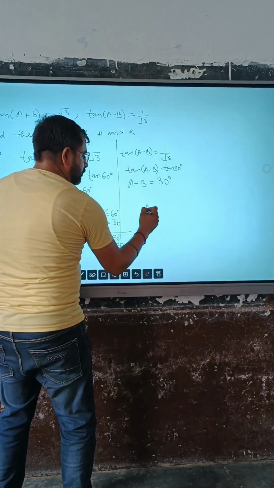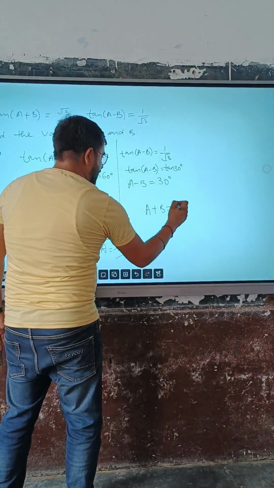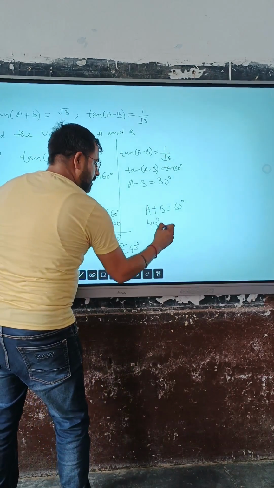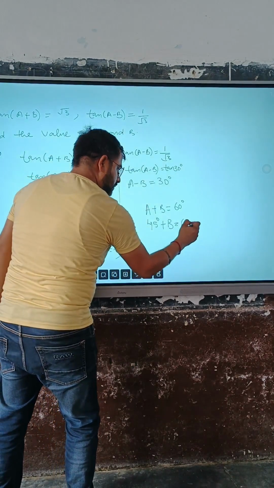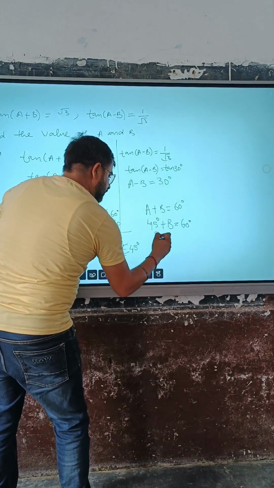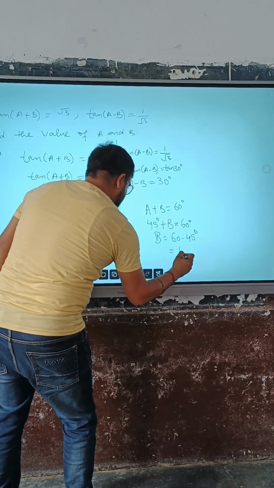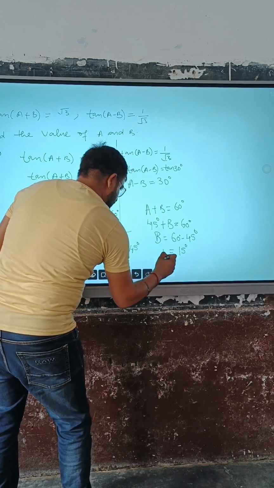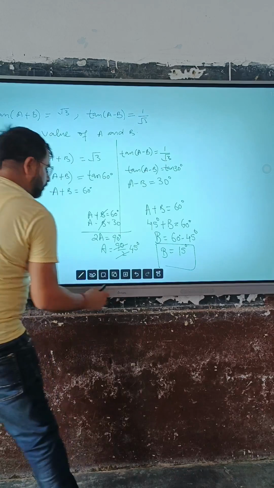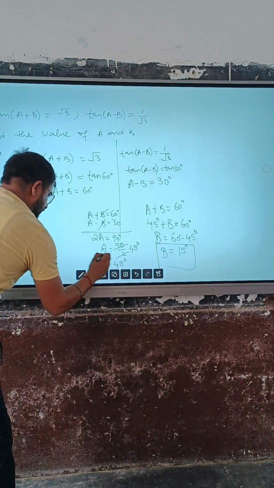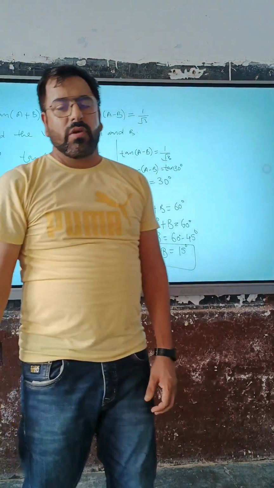We can use the value of a in any one of the equations. So the value of a is 45 degree. So b is 60 minus 45, that is 15 degree. Both are acute angles here. So this is the value of a and b.